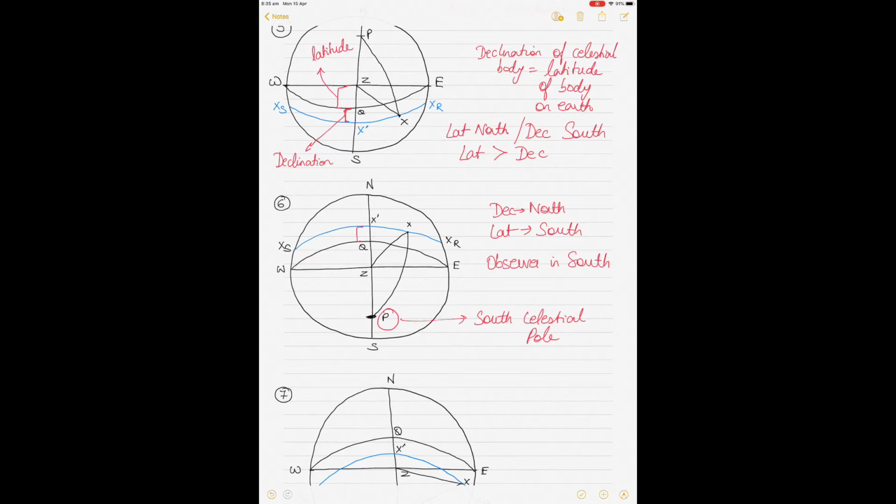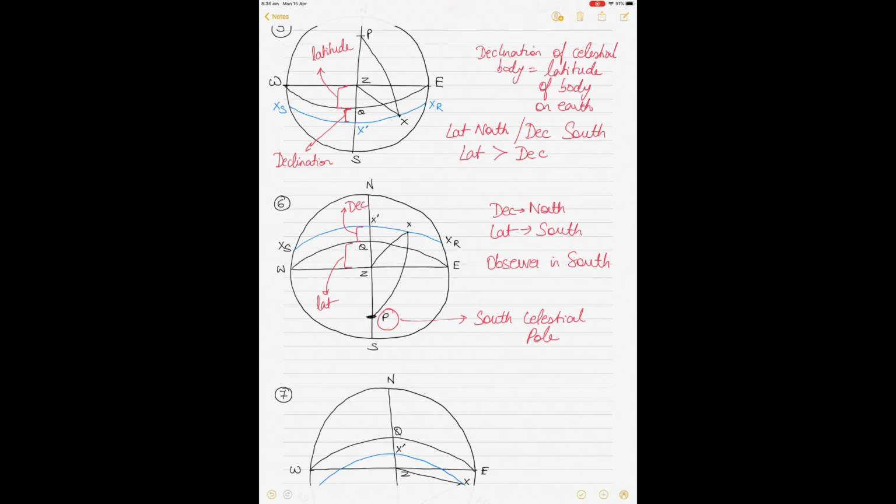The observer stays in the center of the globe drawn, so you always look at the observer from the top. The observer should always be in the center, and you move the equinoctial circle and the pole around. If it's south latitude, the south pole is drawn, the north pole disappears from the view, and the equinoctial circle is shifted accordingly. Over here you can see this is the latitude and this is the declination.